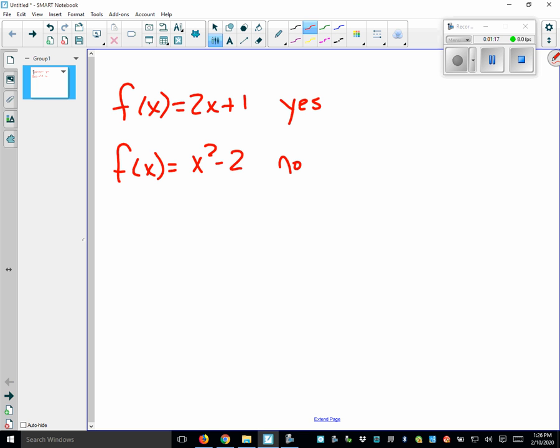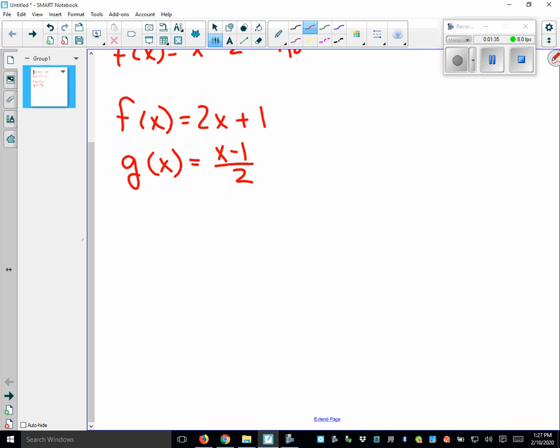All right. What if I tell you that f of x is 2x plus 1 and g of x is x minus 1 over 2? My question is, are f and g inverses? How do I know if they're inverses? Find f of g and g of f. And what do f of g and g of f have to equal? x.